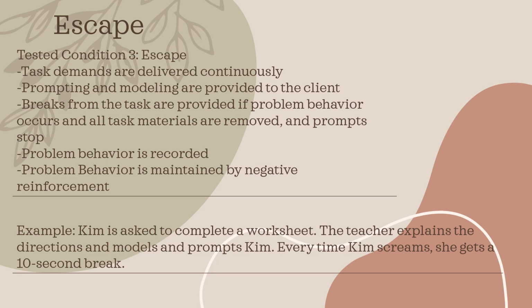The next tested condition is escape. In the escape setting, there is a task and demands that are delivered continuously. This is usually done in a 3-step process. The teacher could use prompting and modeling with the client. Breaks from the task are provided if the problem behavior occurs, and all task materials are removed and prompts are stopped. If problem behavior occurs, it is recorded, and problem behavior is maintained by negative reinforcement in this instance.